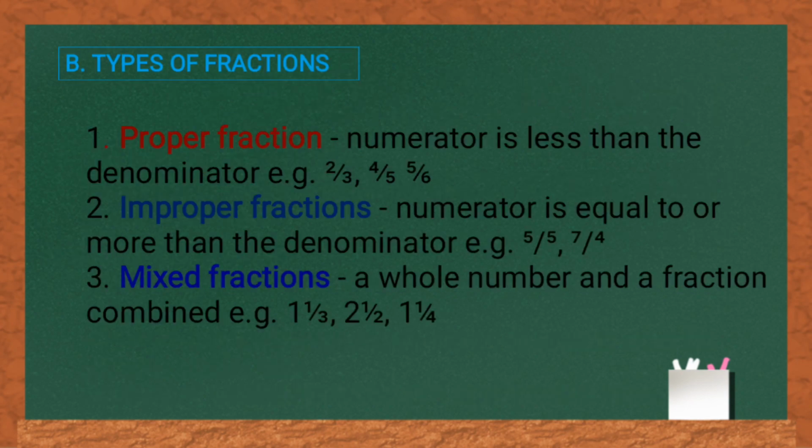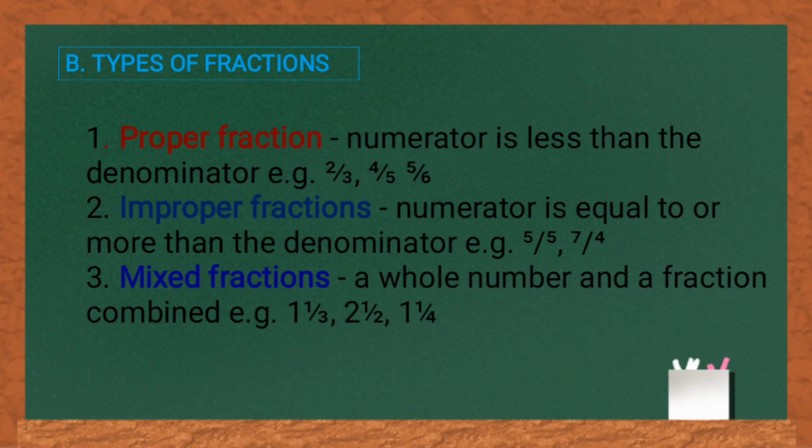Types of fractions. We have proper fraction. Numerator is less than denominator, e.g. 2 over 3, 4 over 5, and 5 over 6. These are proper fractions because none of the numerators is bigger than the denominator. 2 isn't bigger than 3, and 4 isn't bigger than 5, and 5 isn't bigger than 6. 2 over 3 is carrying its normal load. It's not carrying higher than its load.